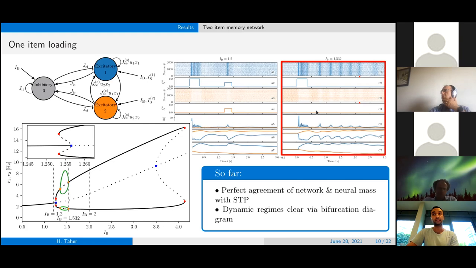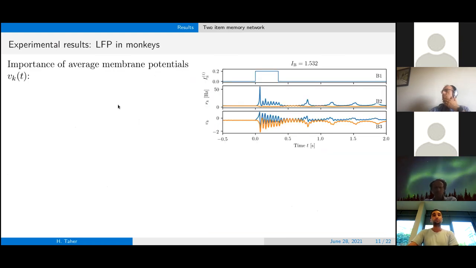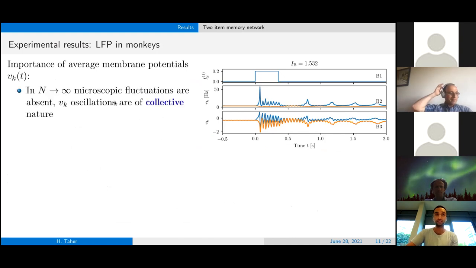And I will focus on this case to show you what I mean. Let's talk about the importance of the average membrane potential, Vk. You see the time trace here for the simulation, which I have just shown on the right-hand side. What is Vk? Well, the network model is deterministic. There's no stochasticity. So in the N to infinity limit, we don't have any microscopic fluctuations remaining. So if we see oscillations in the mean voltage signal, they must be of collective nature.